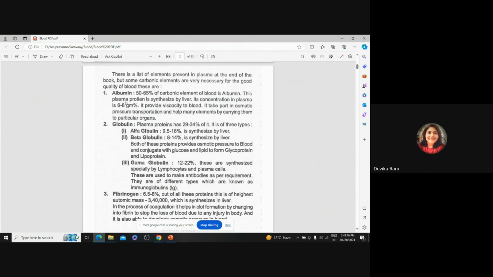And to be able to enter a particular semi-permeable membrane of a cell, what will happen? There is a certain pressure at which the transportation into the cell and into the blood happens. So that pressure, that osmotic pressure also, this albumin provides. So it is a very, very important component. Its concentration in plasma is 6 to 8 gram percent.